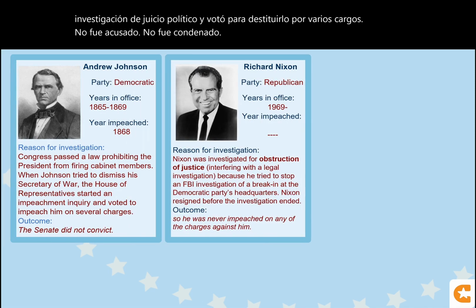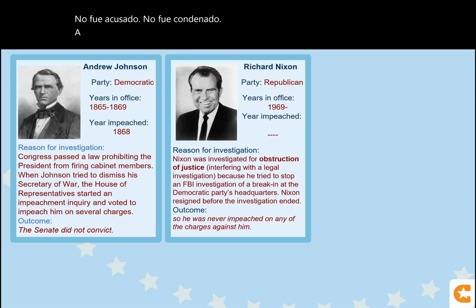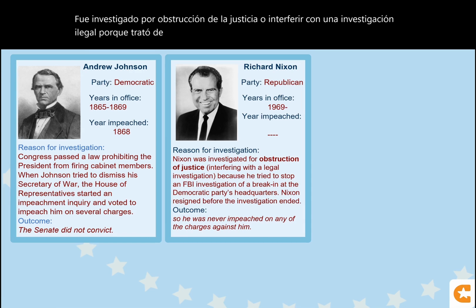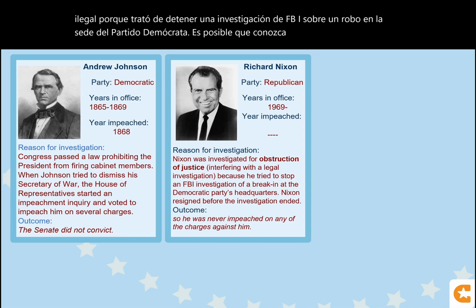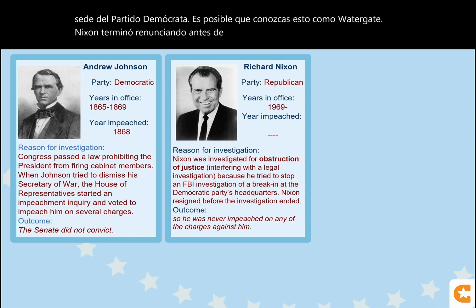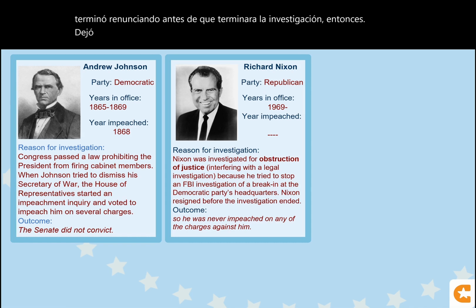Next, Richard Nixon, Republican. He was investigated for obstruction of justice, or interfering with a legal investigation, because he tried to stop an FBI investigation of a break-in at the Democratic Party headquarters. You might know this as Watergate. Nixon ended up resigning before the investigation ended. So, he left office, therefore, impeachment ended.